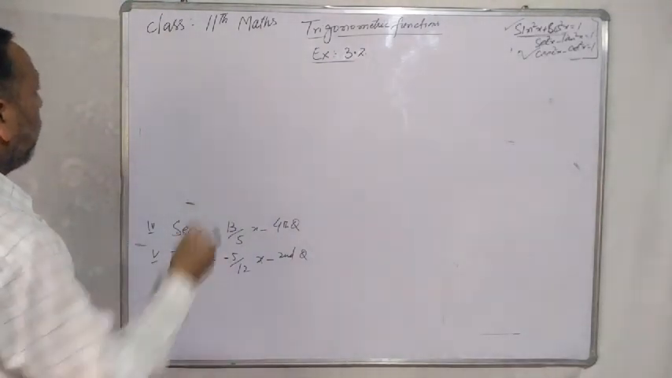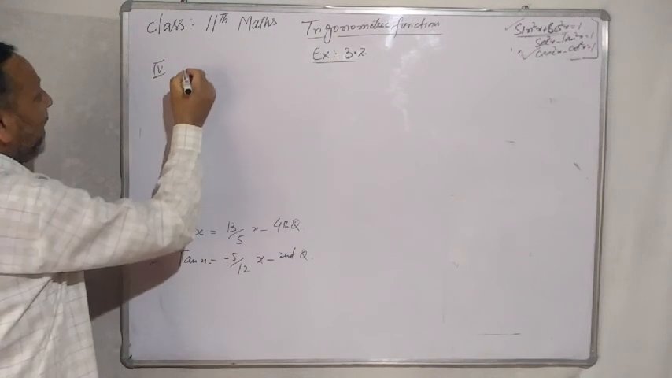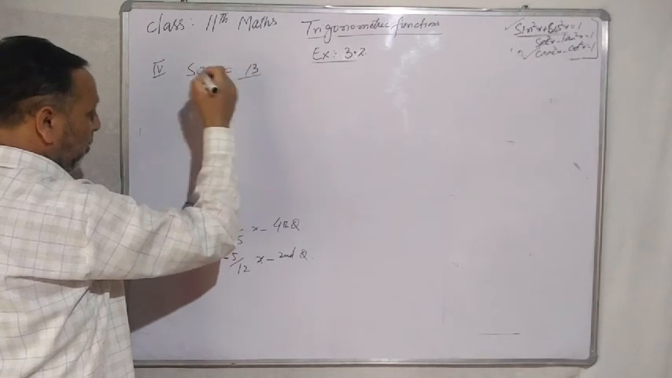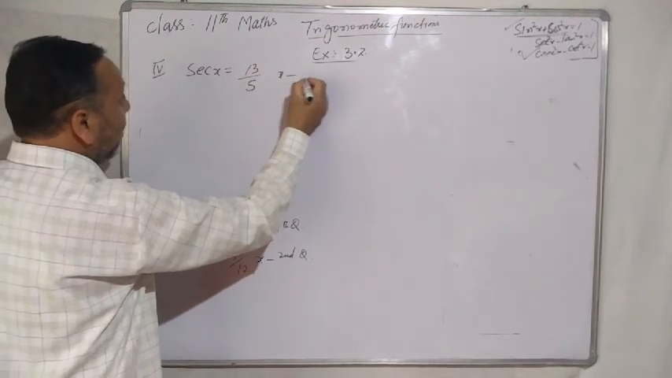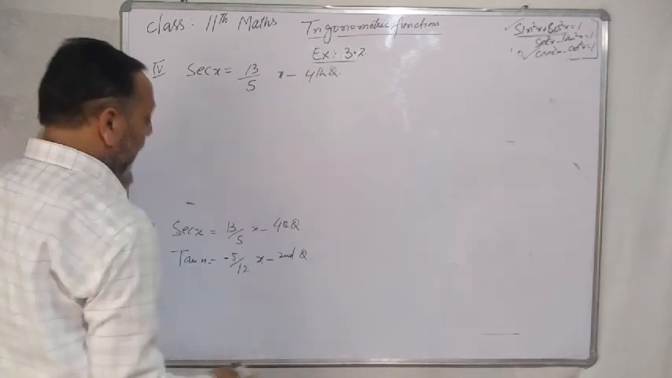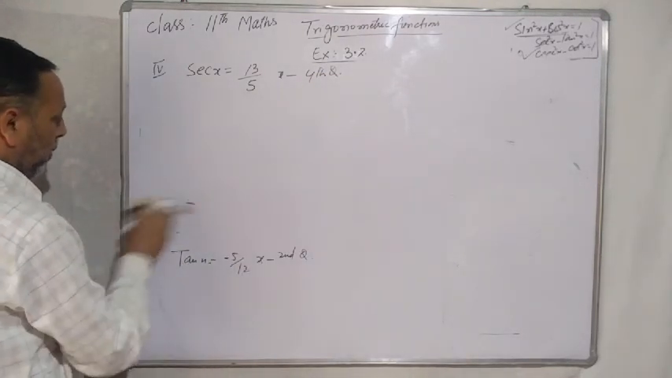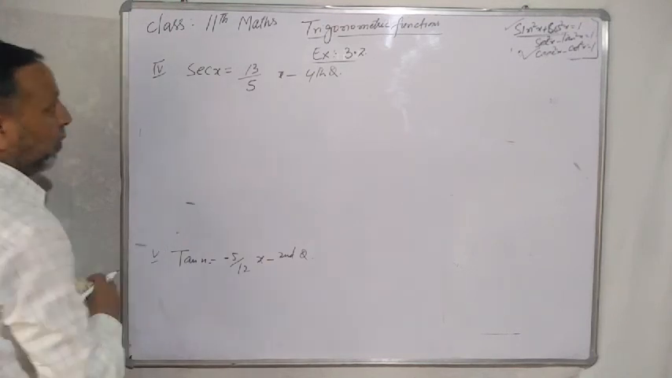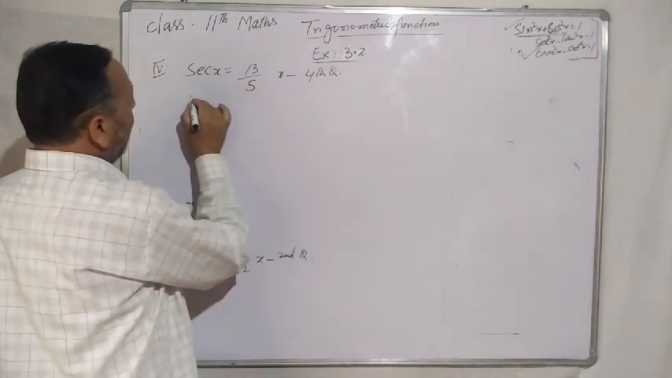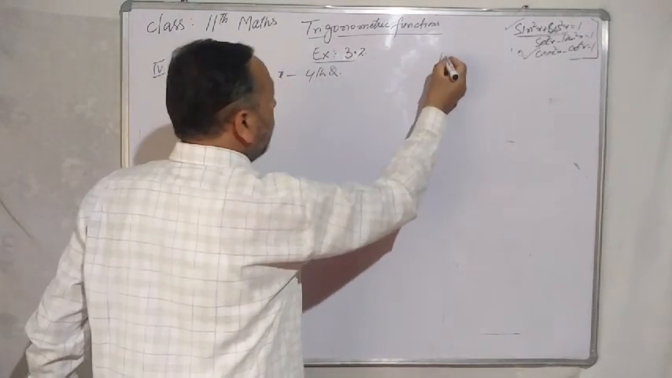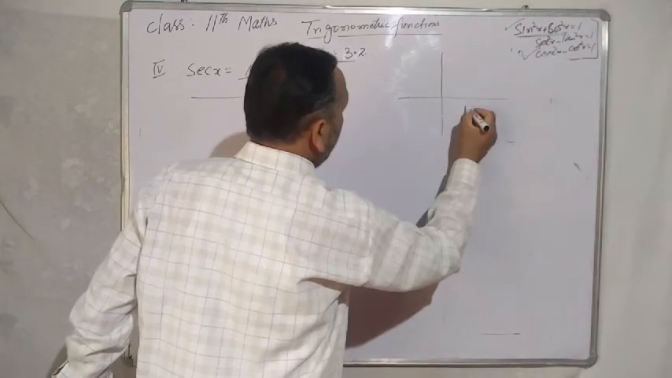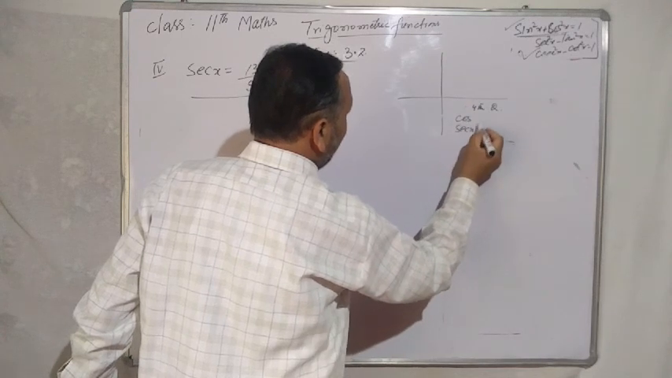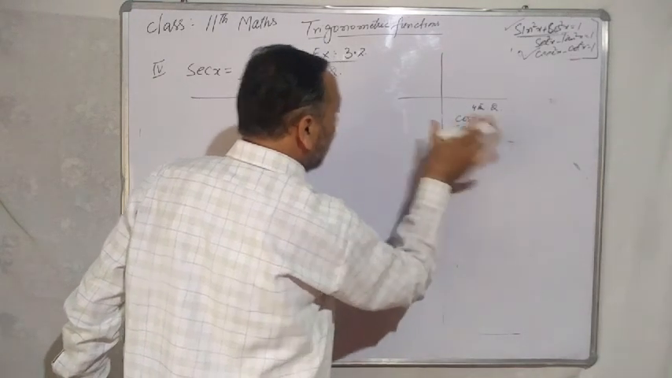Fourth question is, fourth part is sec x is equal to 13 by 5 when x lies in fourth quadrant. X lies in fourth quadrant. Now, sec x is equal to 13 by 5. X lies in fourth quadrant. This is the fourth quadrant. Here cos and sec are positive, others are negative.